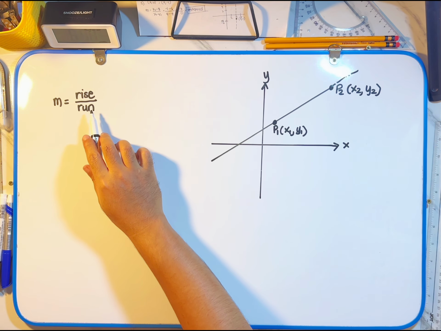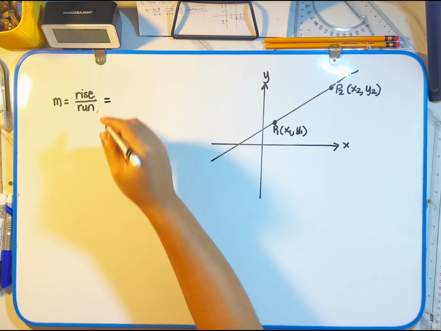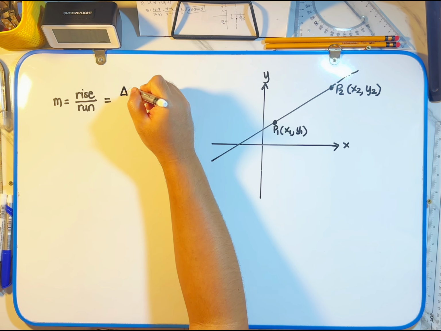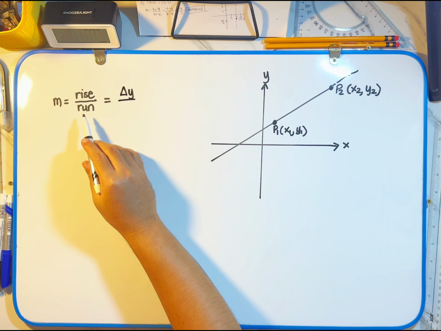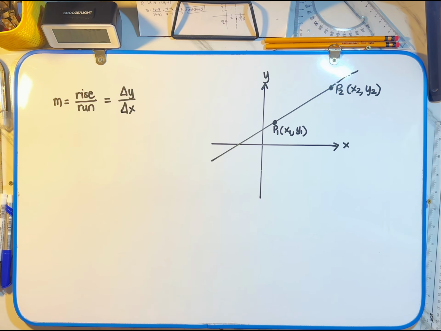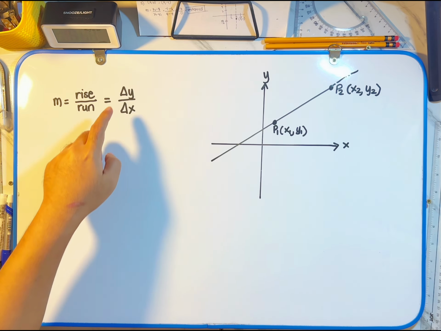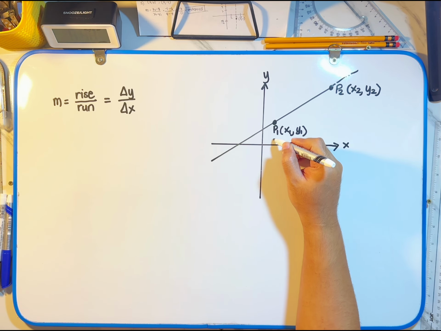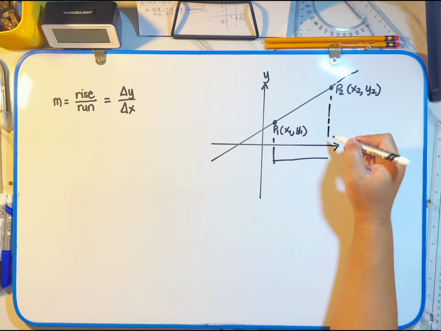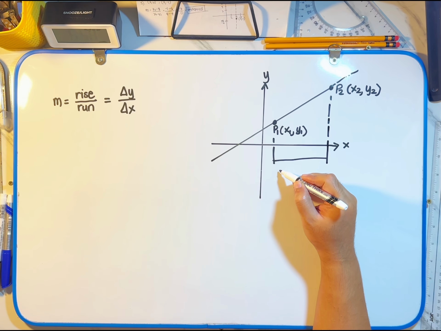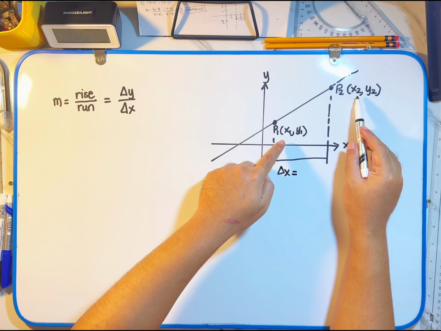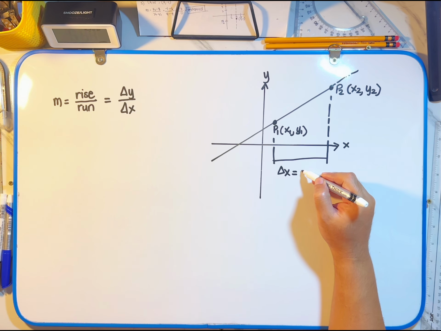Now, what is rise? What is run? Rise is the vertical distance or the change in y. So the change in y divided by the run, which is the change in x or the delta x. So what's delta y, delta x? Delta x is this distance right here, the horizontal distance between the 2 points. So this is delta x, and this is equal to the difference between the x coordinates, x2 minus x1.